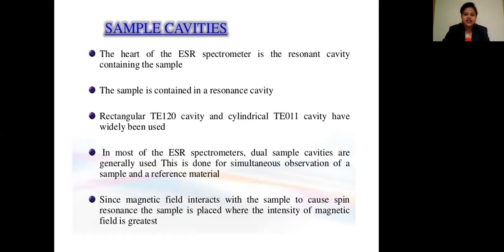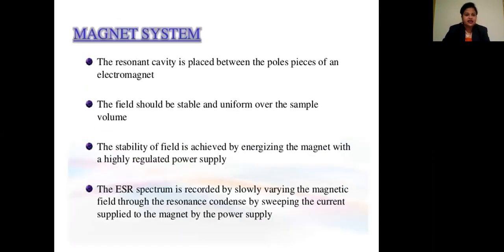Since magnetic field interacts with the sample to cause spin resonance, the sample is placed where the intensity of magnetic field is greatest. Next part is the magnet system. The resonant cavity is placed between the pole pieces of an electromagnet. The field should be stable and uniform over the sample volume. The stability of field is achieved by energizing the magnet with a highly regulated power supply. The ESR spectrum is recorded by slowly varying the magnetic field through the resonance condition by sweeping the current supplied to the magnet by the power supply.